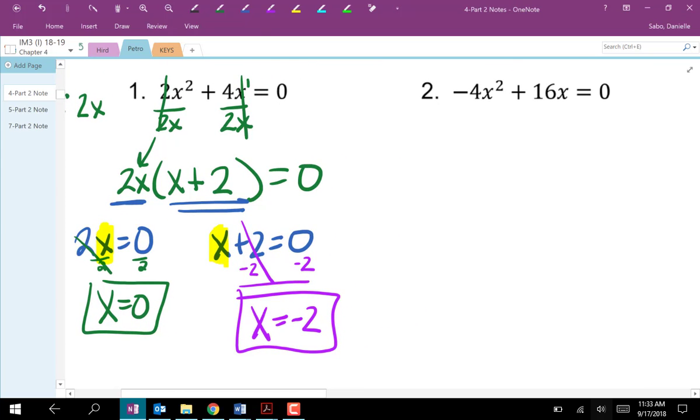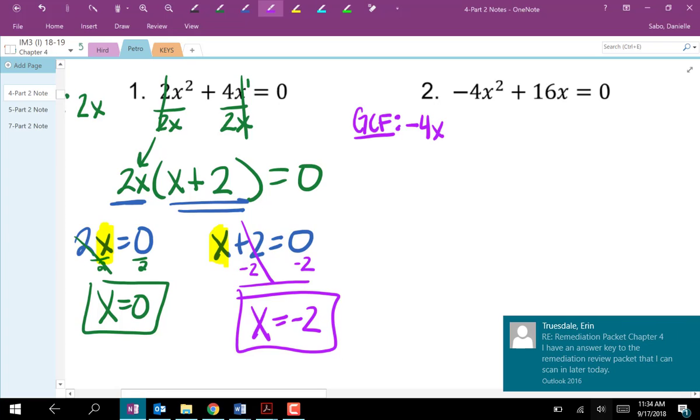Okay, I want you to attempt to do number 2. At least find the GCF. Let's find the GCF together, and maybe you can go from there. Whenever you have a negative all the way out in front, you have to pull it out. It makes life easier, I promise, just trust me. So let's do the GCF together. Negative something. What number goes into both 4 and 16? 4. And how many x's can I pull out? 1.